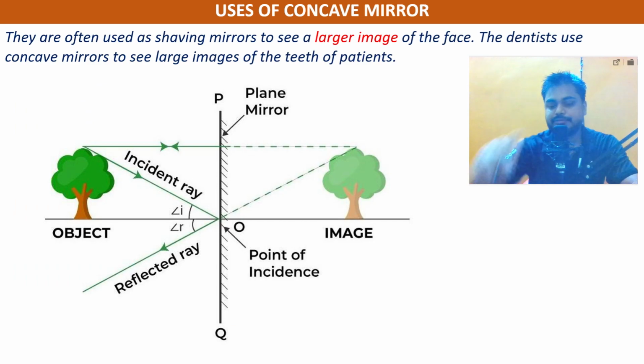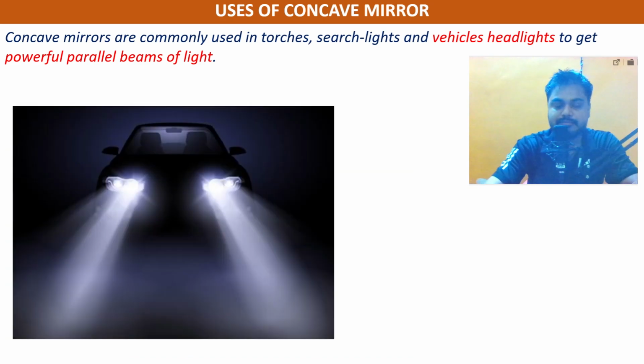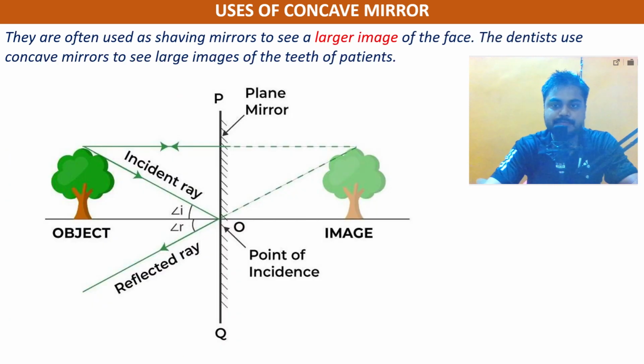So that was the first thing, when we require powerful parallel beams of light. For vehicles we require it, especially in the night time, to see and go ahead, and the helicopters require it to search for people and all, like that.